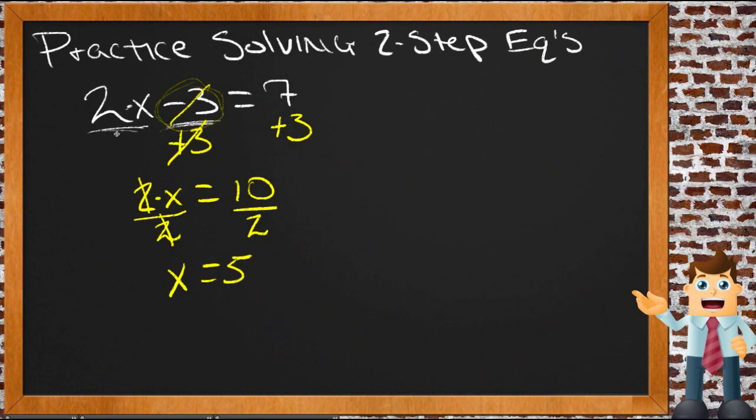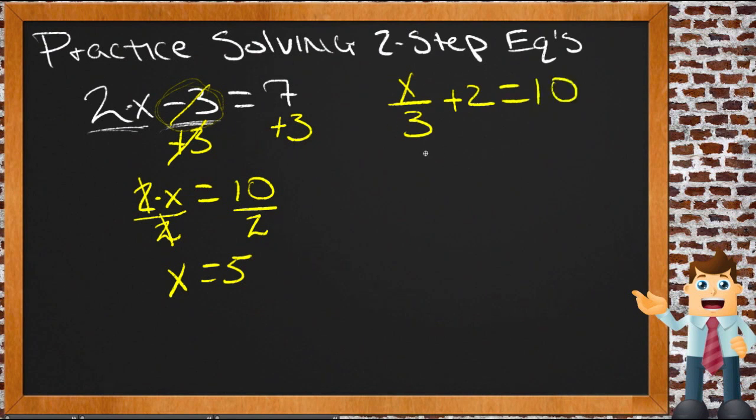And that makes perfect sense because 2 times 5 is 10. 10 minus 3 is 7. So there's a two-step equation for you. Let's try another one. Let's try x divided by 3 plus 2 equals 10.